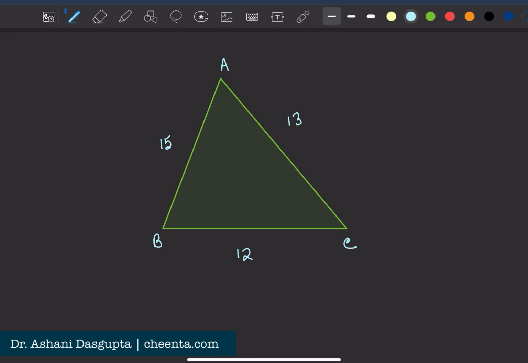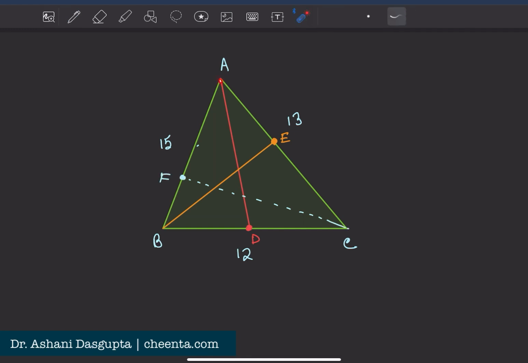And what we have to show is: we draw the median of triangle ABC from A to BC, that is AD. And if we draw the angle bisector BE, and if we draw the perpendicular CF.